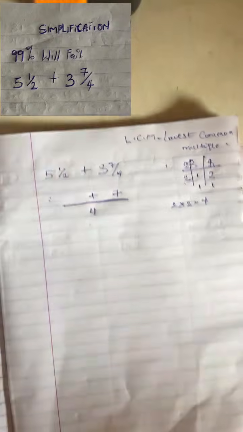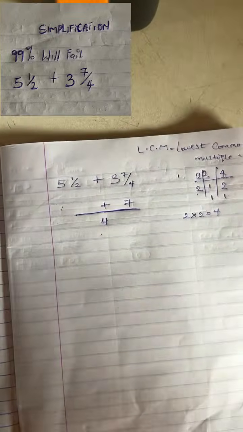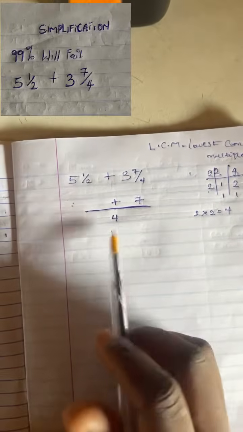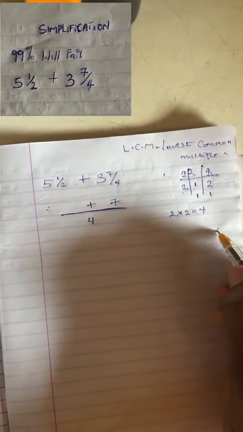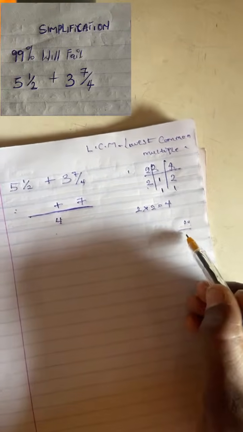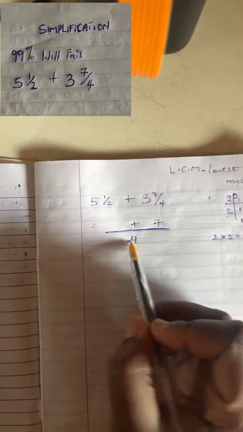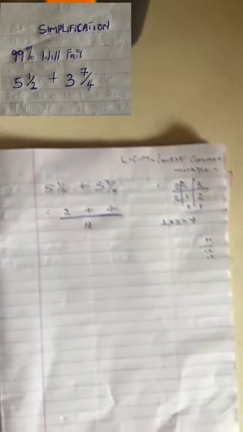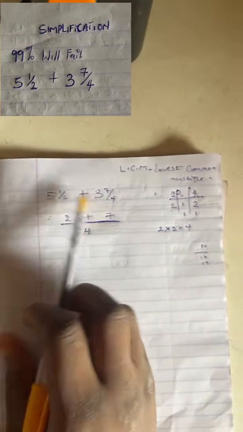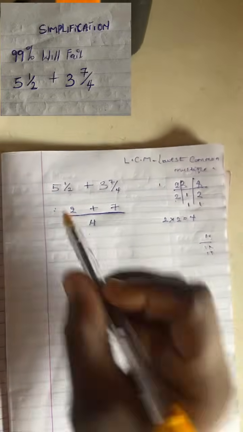You now add the addition there, okay? Now we'll continue. 4 divided by 2 is going to give us 2. 2 times 1 is 2. Then this is a whole number. 5 plus 3 is what? 8.